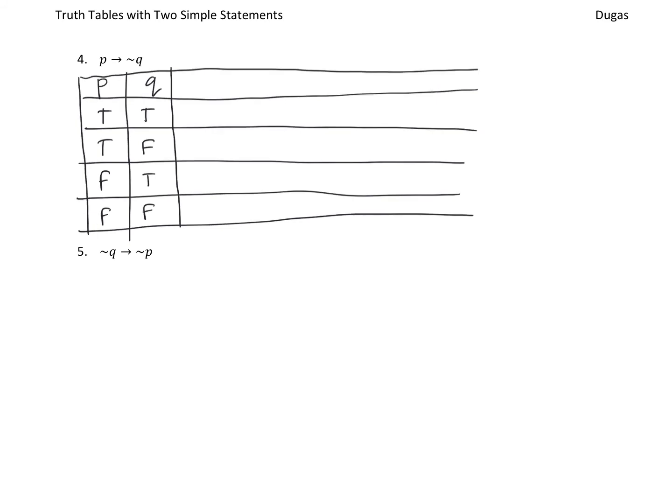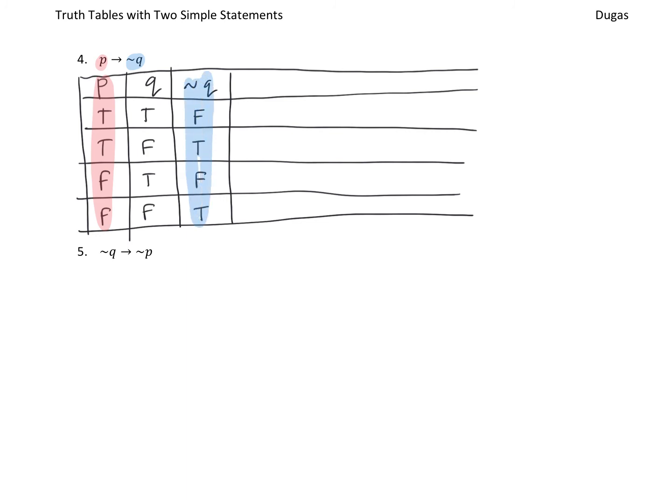So I see a conditional statement. I see P on one side. I already have P, so that one's done. On the other side, I see not Q. I have Q, but not Q I don't have yet. So I'm going to add in a column for not Q. That's going to have the opposite truth values of Q, so that will be false, true, false, true. Now I have a not Q column.